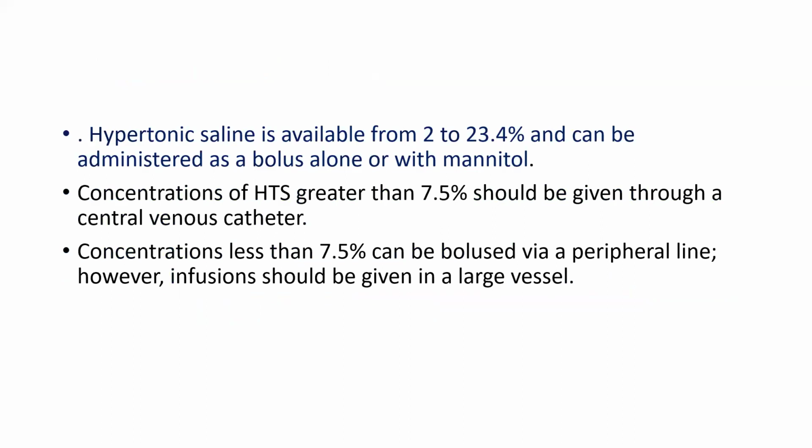Then the next is hypertonic saline, which is available from 2% to 23.4% and can be administered as a bolus alone or with mannitol. A concentration of hypertonic saline greater than 7.5% should be given through a central venous catheter. Concentrations less than 7.5% can be given as a bolus via a peripheral line. However, infusion should be given in the large vessels.